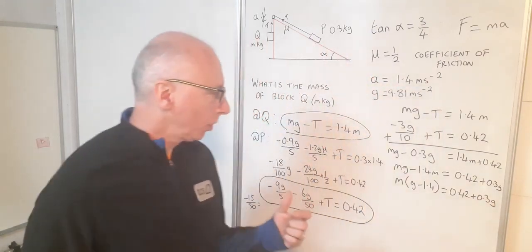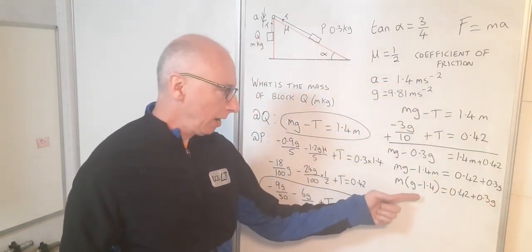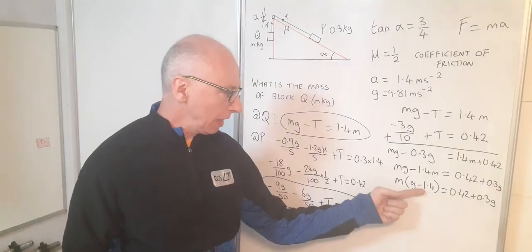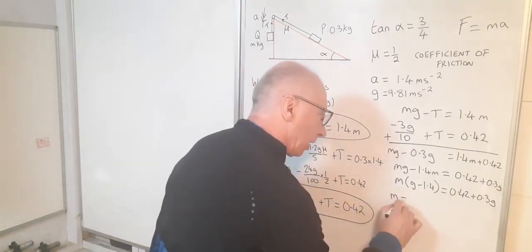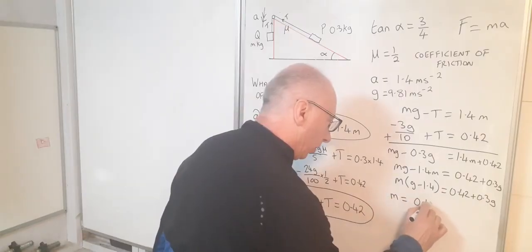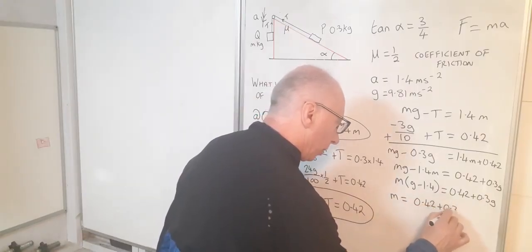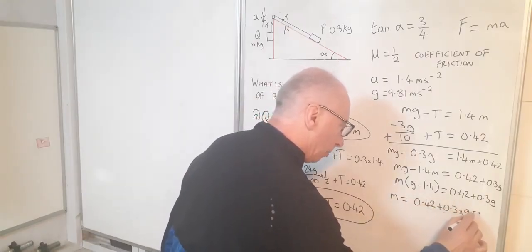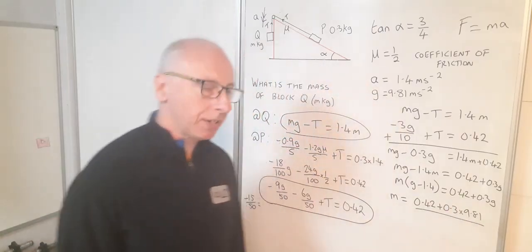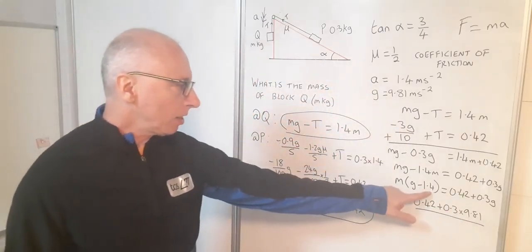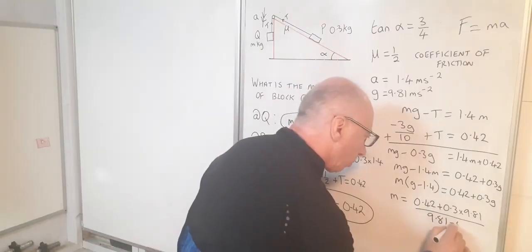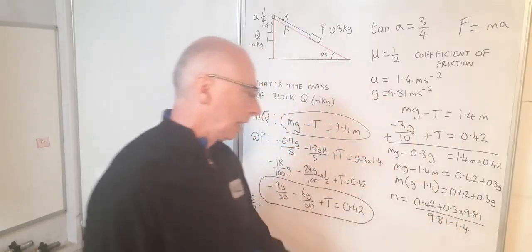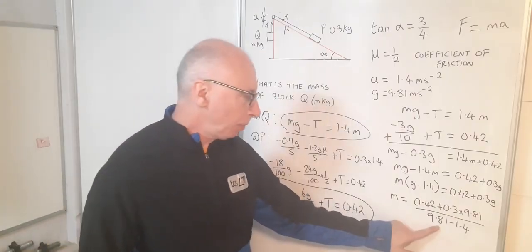Okay, so now I'm going to put all my values of g in there. Well, first of all, divide both sides by this in the brackets to get m on its own. So then m equals 0.42 plus 0.3 times 9.81, over g minus 1.4. So that's 9.81 minus 1.4, well, that becomes 8.41.